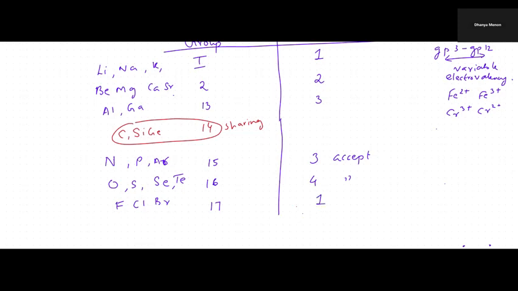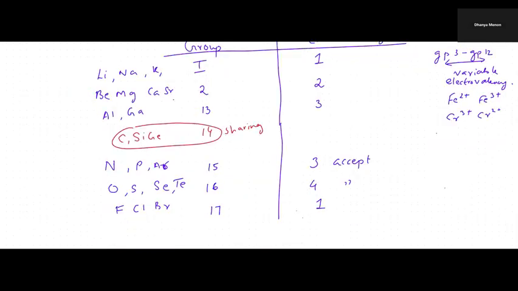And group 18 is the noble gases. They don't need electrons. They are stable themselves. So this is about the electrovalency, which is the number of electrons given or taken, but we represent it in a positive way.